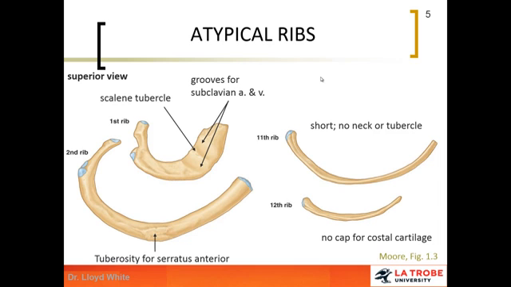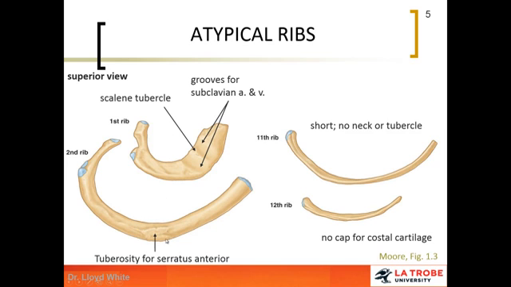And they're called atypical because they don't entirely fit in with the pattern of typical ribs. So the first two ribs are much more highly curved, and they've also got some bumps on their superior surfaces. On the first rib we have a scalene tubercle for the attachment of the scalene muscles, and either side of this scalene tubercle will be a couple of grooves, and this will be where the subclavian artery and vein lie as they're passing between the thorax and the upper limb.